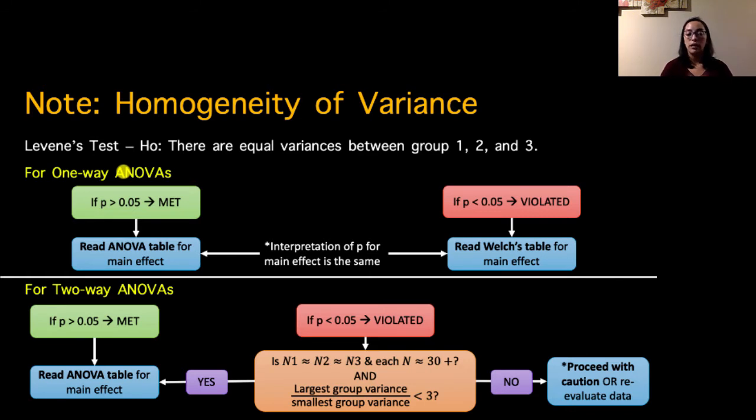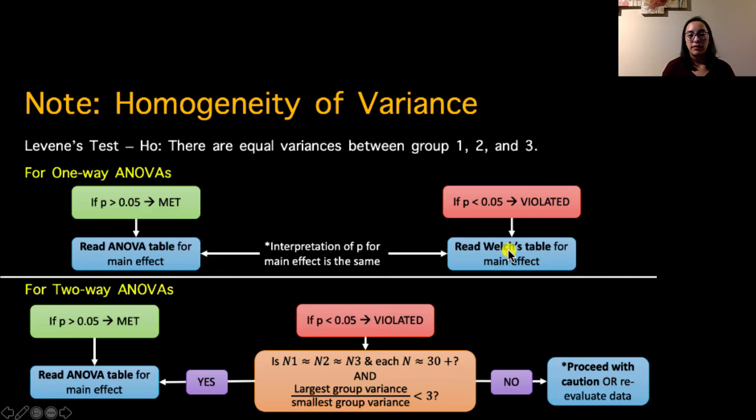So if you meet your assumption, you're good to go. Read the ANOVA table for the main effect, and you can move on with your interpretations. However, if you violate Levene's test and we do not have equal variances between our groups, we have to apply an adjusting factor or a correction to our degrees of freedom, which is using Welch's test.